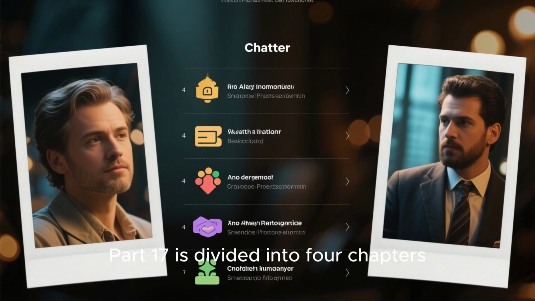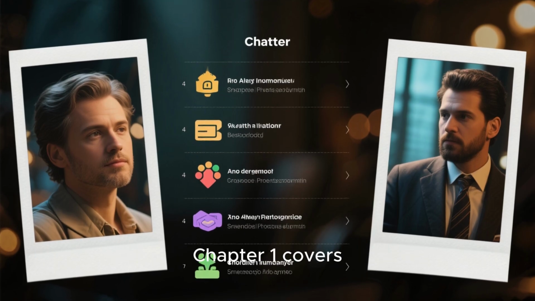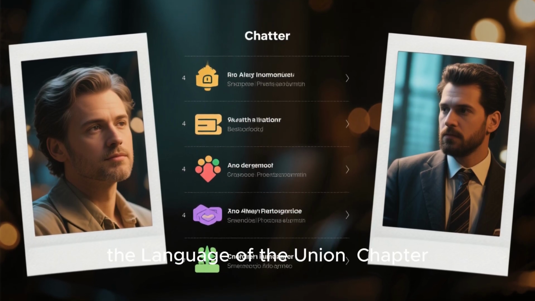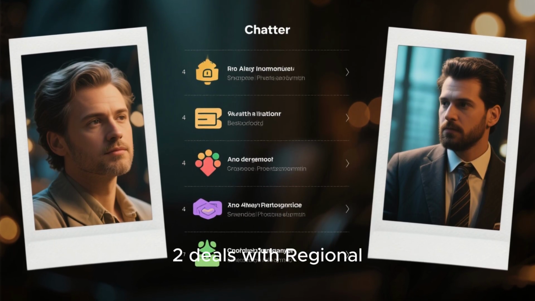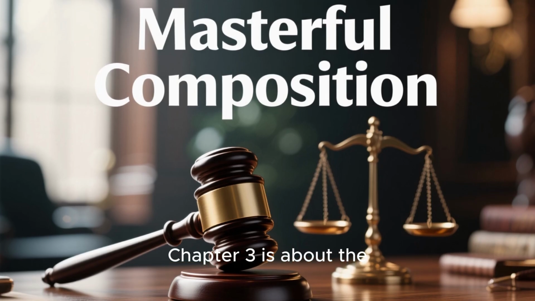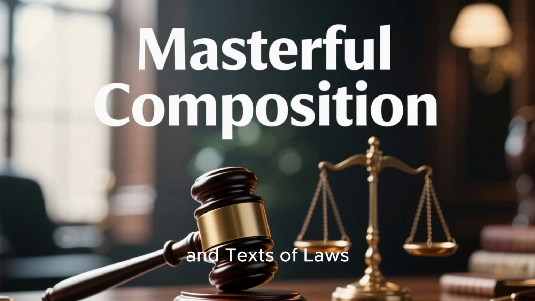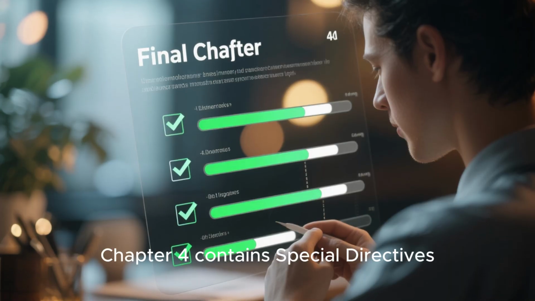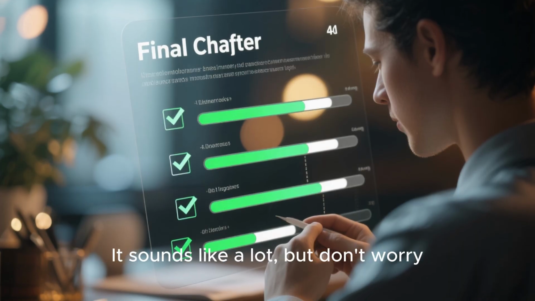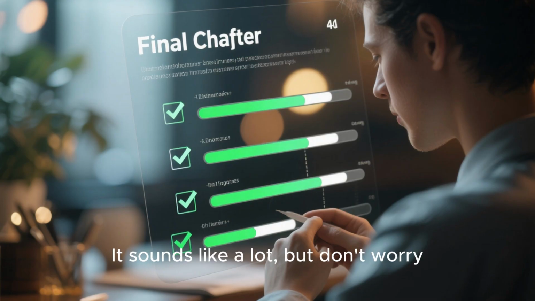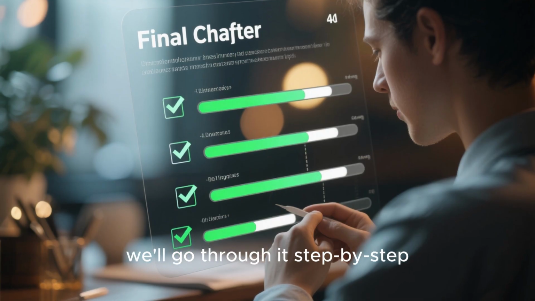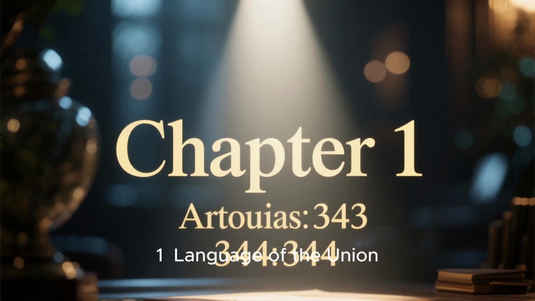Part 17 is divided into 4 chapters. Chapter 1 covers the language of the Union. Chapter 2 deals with regional languages. Chapter 3 is about the language of the judiciary and texts of laws. And finally, Chapter 4 contains special directives. It sounds like a lot, but don't worry, we'll go through it. Let's start with Chapter 1.